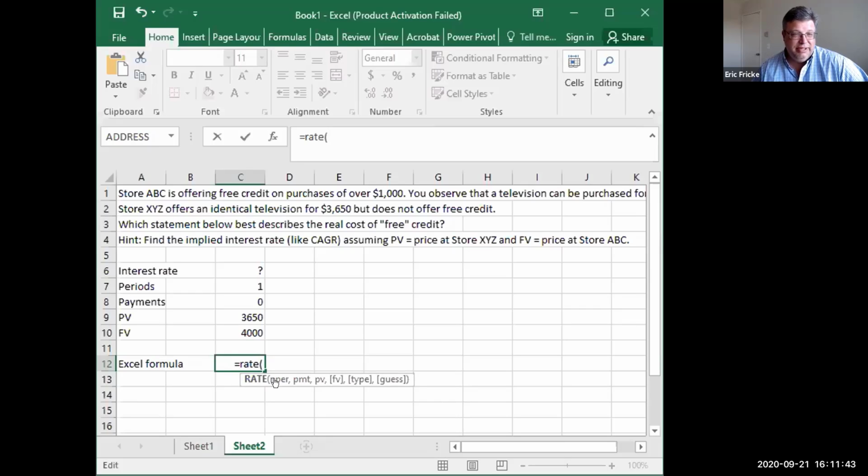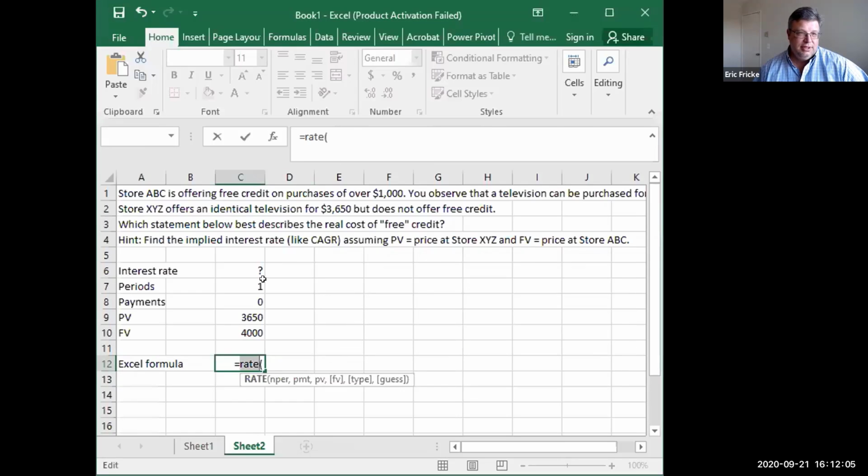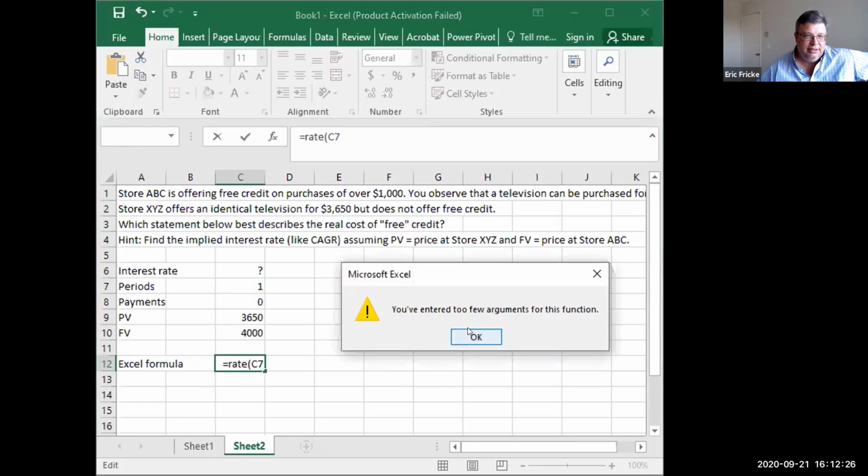If you're on a computer screen, you can read it, but basically it gives you a hint on all the information you need to put in using the rate formula. And so the first thing is the number of periods. I could type in 1, but if it's okay with you guys, I'm just going to highlight the cell where that information is. It's a nice way of doing it. If you're doing this for your job, that's eventually how you'll do all these. Then we put in the payment, and in this case, that's this cell right here.